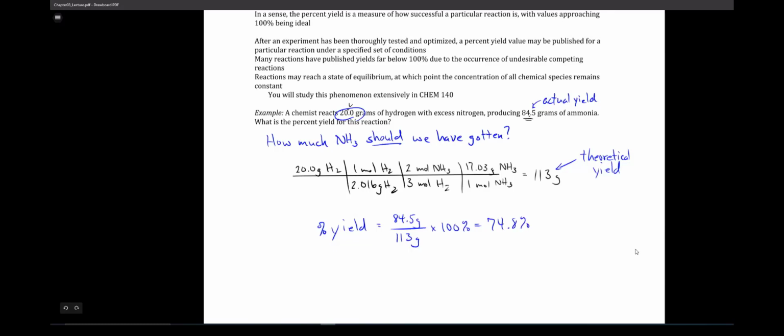Professor? Yeah. Should we round that 113 since it's like an intermediate computation? Should we be rounding that? No, you would normally not want to round it, but we're going to end up with 3 significant digits at the end. So in other words, 112.6. If I hadn't rounded it, I would have gotten 84.5 divided by 112.633. So what would that be? 75 point.